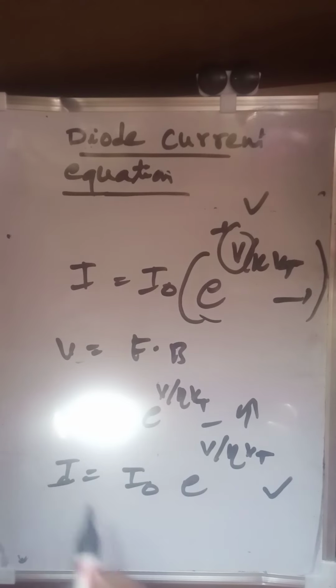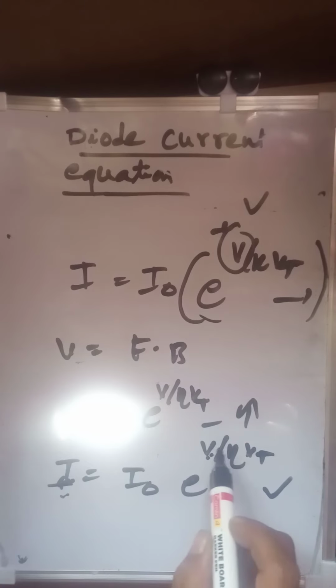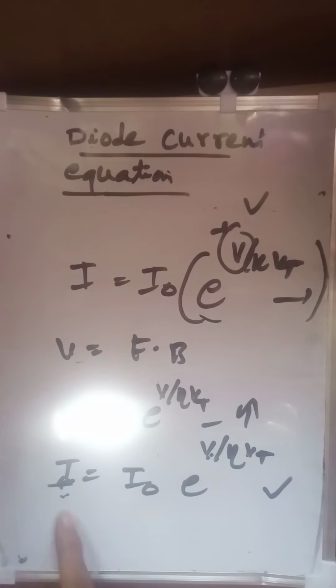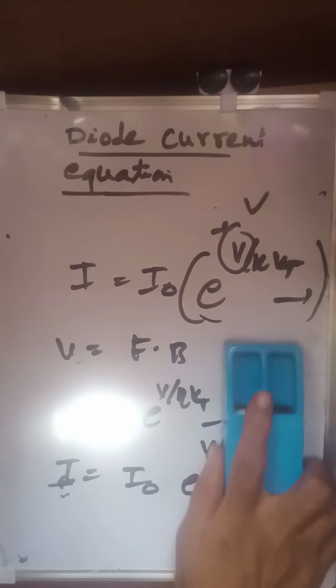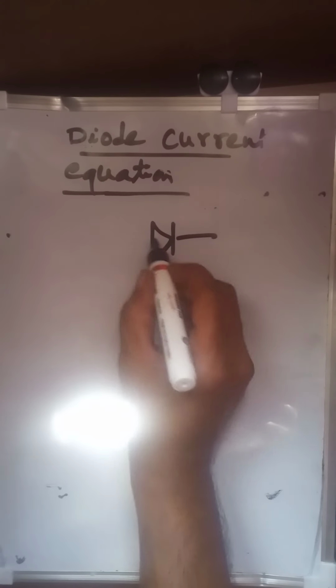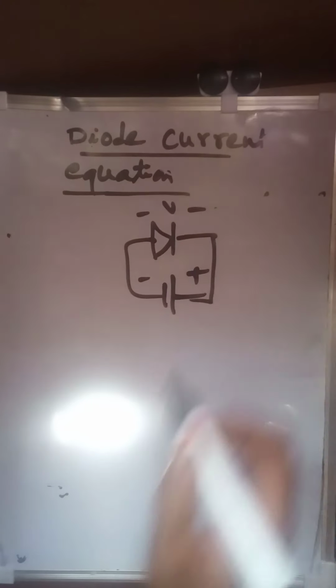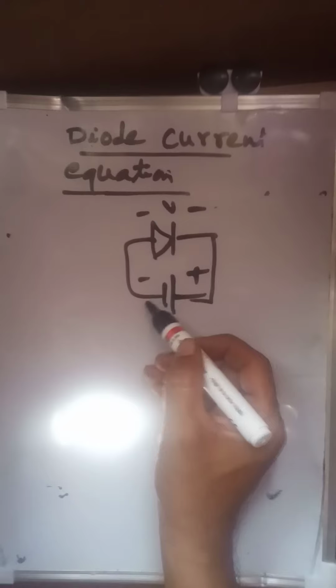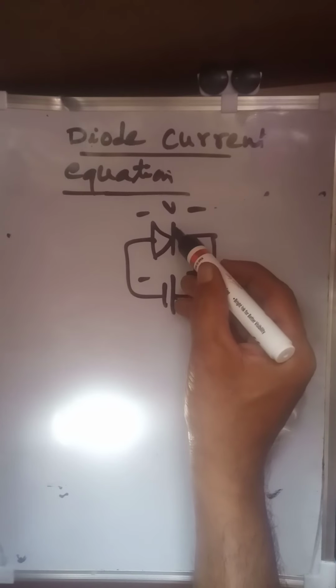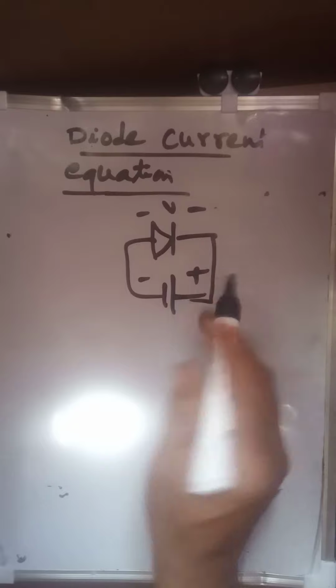If you observe the relation between the applied voltage and the current of the diode, the current varies exponentially with respect to the voltage. That means the current in the forward bias increases exponentially. Next, coming to the reverse bias. In reverse bias, V is negative. That means the P-type is connected to the negative and the N-type semiconductor is connected to the positive. This is what is called reverse bias.